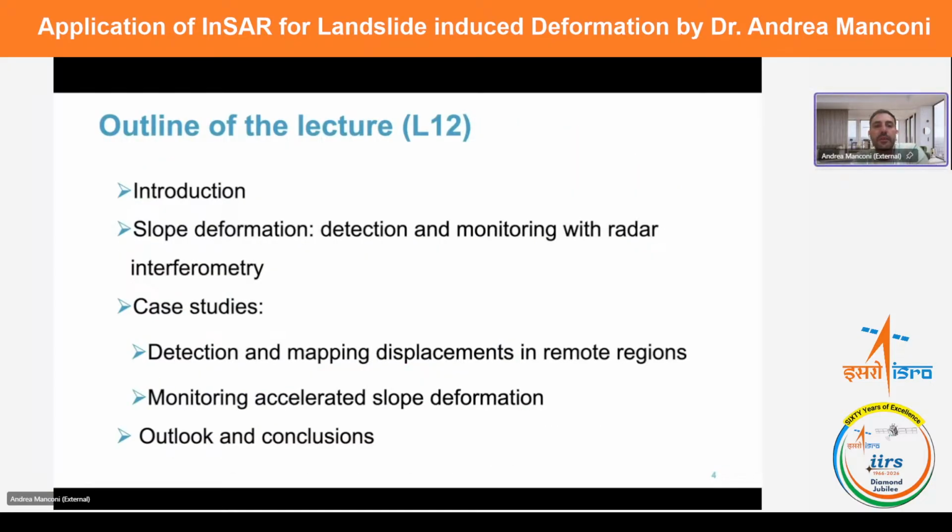Just a quick outline of the lecture. I will give a brief introduction about the topic and then focus on slope deformation, expecting that you have already heard about the basics of radar interferometry. I will not repeat too much about that, so I will stay with case studies. I want to show you several applied examples where we use radar interferometry and different methodologies that can be applied for detection, monitoring, and also when we have acceleration of slope deformation that might be close to a failure context. Then I will give an outlook and deliver some conclusions.